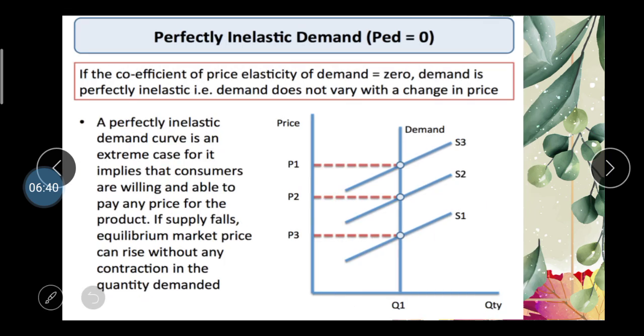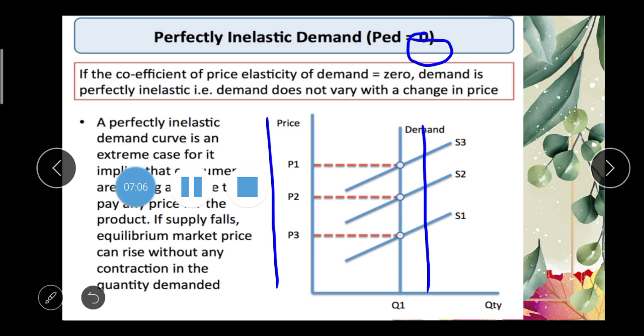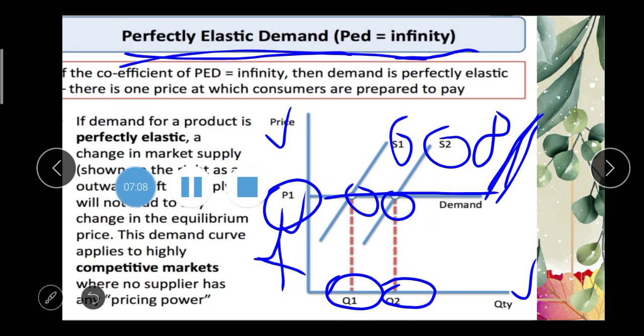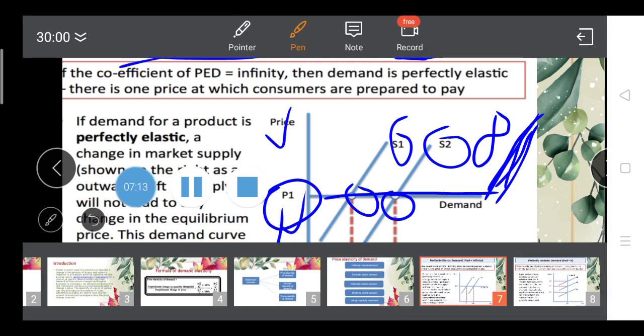Then in the next slide you see the reverse situation, from perfectly elastic to inelastic. In the elastic case, you see that the demand curve is parallel to the x-axis, and here you see the demand curve is parallel to the y-axis, right? So here for inelastic demand the elasticity is considered 0, and in the last slide we found that the elasticity is infinity, right?